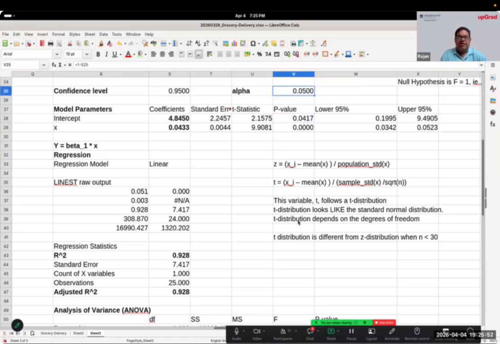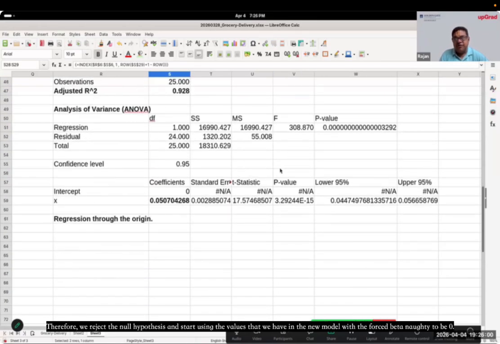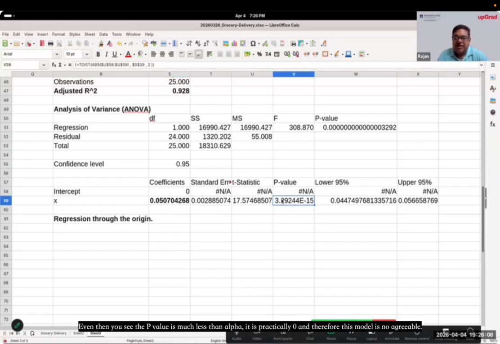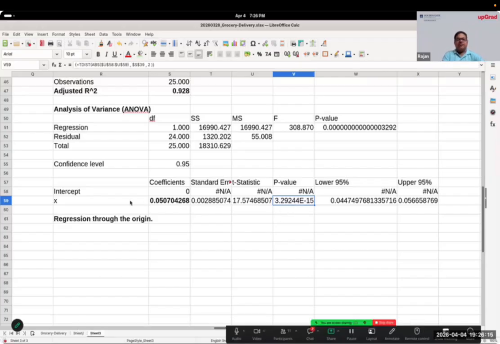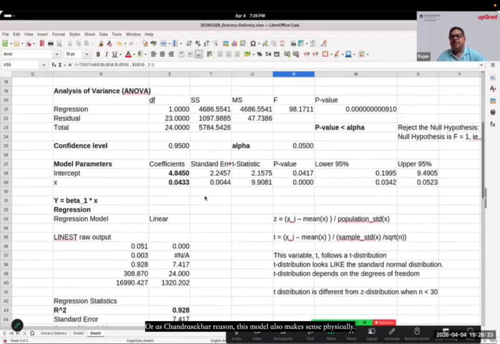When the new data comes in, you start seeing different p values. Even if you rebuild the model with the data used to build the model, with beta naught forced to be 0, the p value is much less than alpha, practically 0, and therefore you will start seeing that this model is not agreeable. The model is moving towards a non-agreeable region.